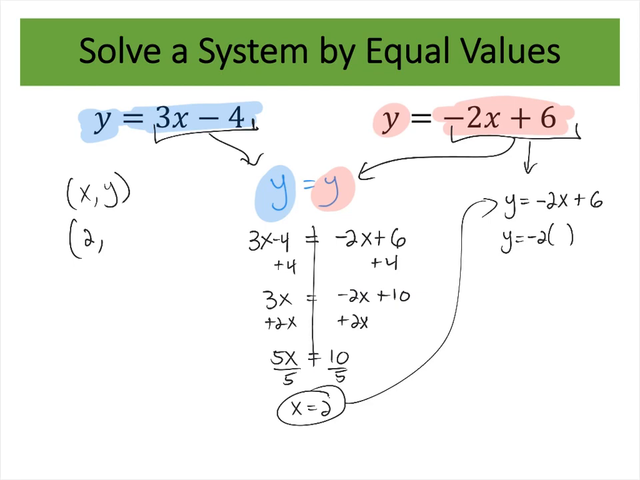So y equals negative 2x plus 6, and instead of x, we want 2, because the 2 is the x value, plus 6. So y equals negative 4 plus 6, or y equals 2. You could see that if you substitute 2 for x in the blue equation, you'll get the same thing. And this is actually the same problem from our graphing practice problem.